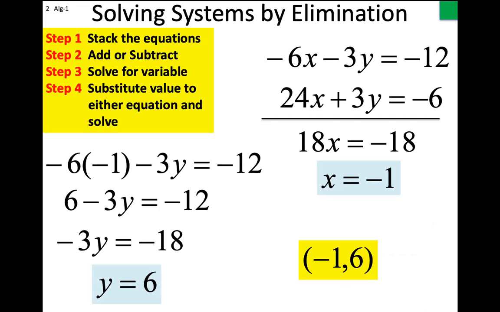You can. I got rid of it, so it's not there anymore. You could use any one of the three equations: the first one, the original second one, or this one, and you will always get the right answer. That's a good point. Any one of the three equations you could have used.